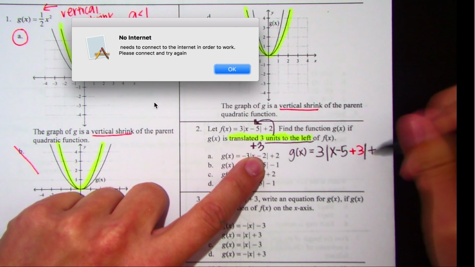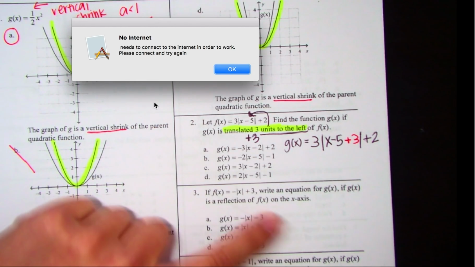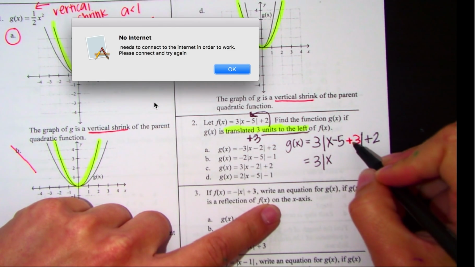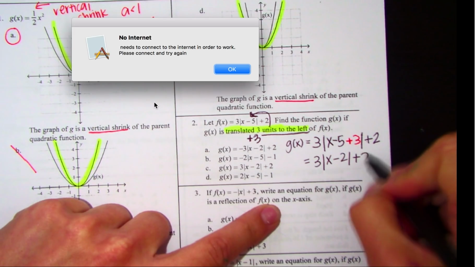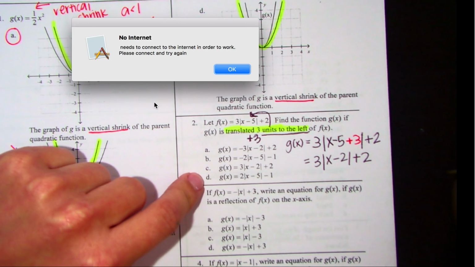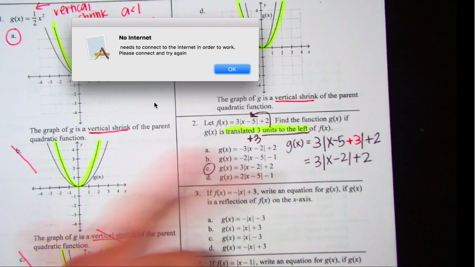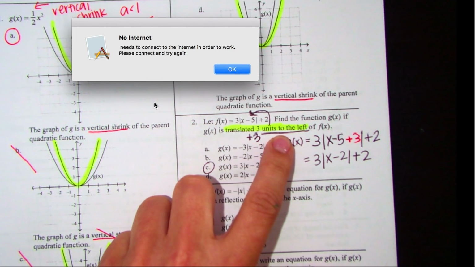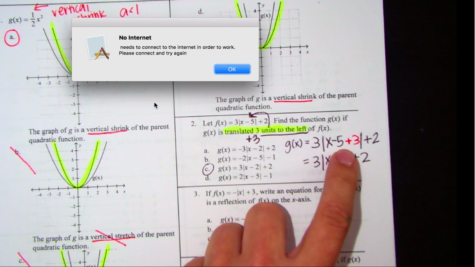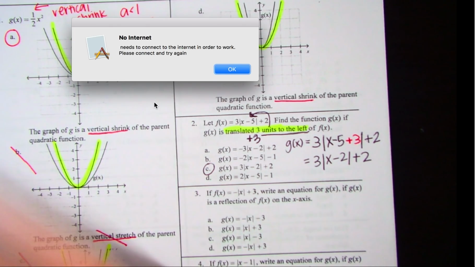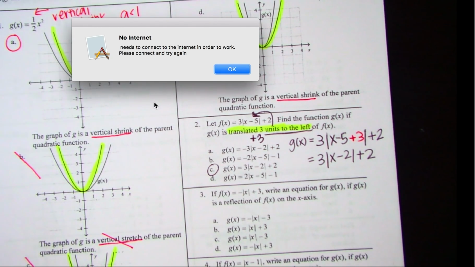And then I just copy out that k value plus 2. And then just clean that up a little bit. In the inside, negative 5 plus 3 is negative 2. And that would be your answer. So our answer is C. So if you don't want to remember that what I highlighted here means adding 3 to the horizontal inside the absolute value, then you can always draw the graph. So I'm going to show you what that looks like on a graph.